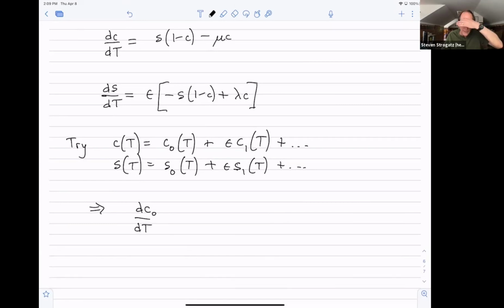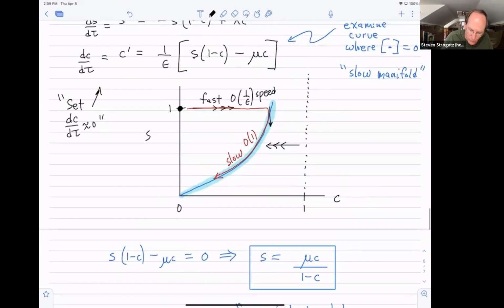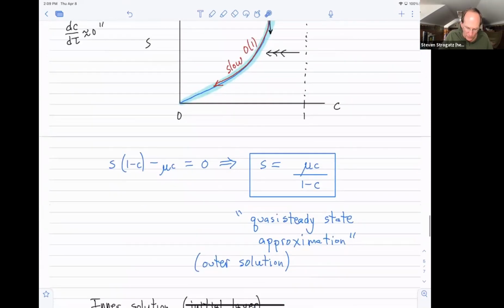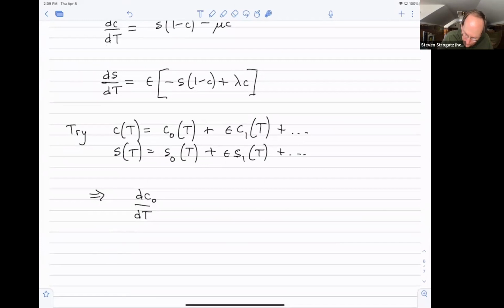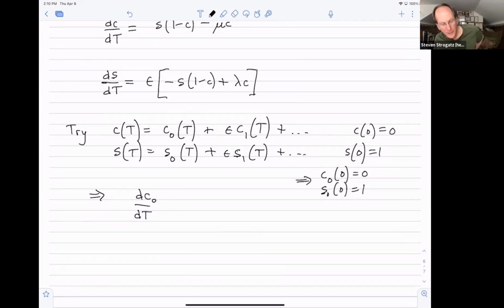dt. Actually, before I write that down, I should record what my initial conditions are. In the inner layer, which is all of this part, the initial condition is right there. It's that S at time 0 is 1. So I have S of 0 is 1, C of 0 is 0. This is going to translate at lowest order to C0 of 0 is 0, and S0 of 0 is 1. Okay, so that's my initial condition.